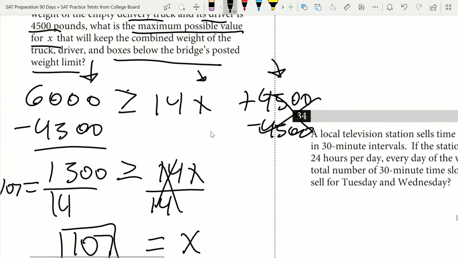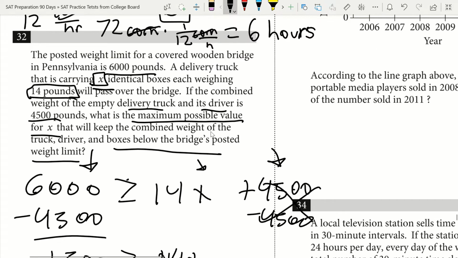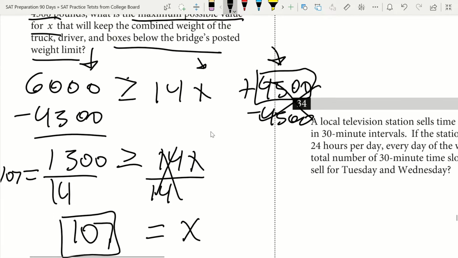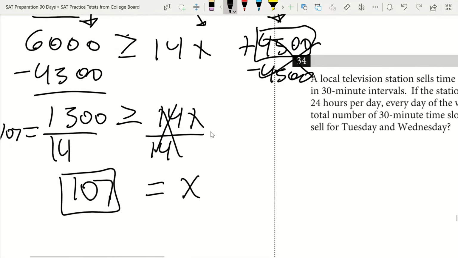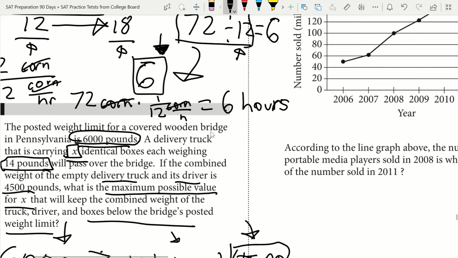So as far as tips for this type of question, it's an inequality question. So we just set that 6,000 pounds. We know that we can't have anything more than that or that bridge is going to collapse. We have 14 pounds per box, so that's going to be 14X, and then we add the initial weight of the truck and its driver to get the total weight. So we set the total weight equal to the maximum we can have on the bridge, and then we solve for X. So that one right there is not too difficult.